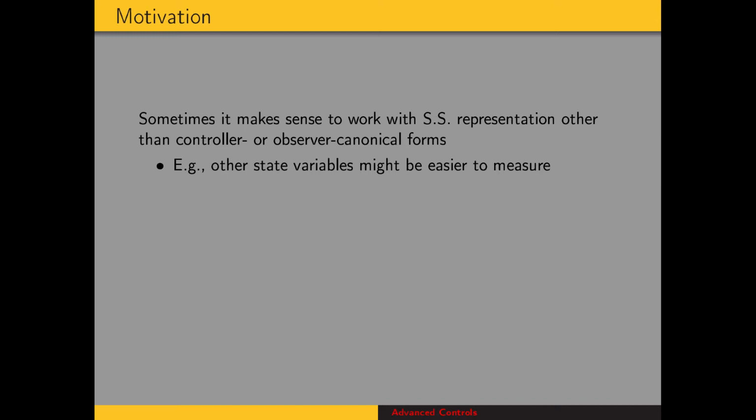There are many instances whenever it is desirable to work with a state space representation other than either the controller or observer canonical forms. So for example, it could be that some different state variables are easier to measure in the physical system than maybe the phase variables would be. The problem is that the calculations for the gains can be difficult if one is not using one of either the controller or observer canonical forms.